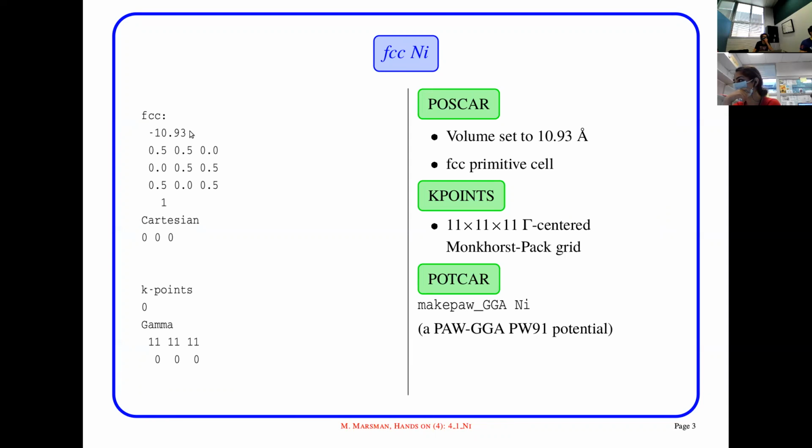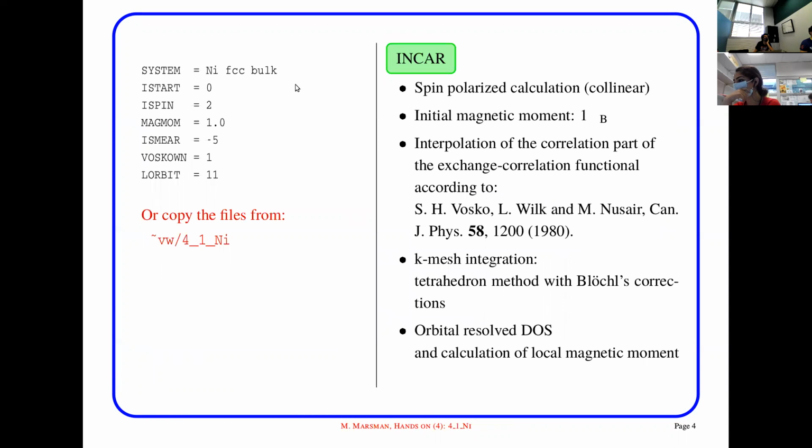You have your lattice vectors, you have your positions, and what you will have in the INCAR, that you see here, the important part is that you're applying spin, so you have ISPIN equal to 2. You are putting the magnetic moment. The magnetic moment is 1. What does it mean to have 1 as a magnetic moment?